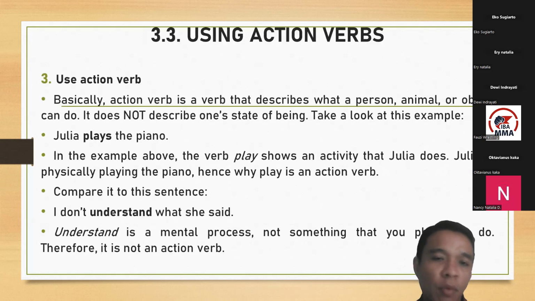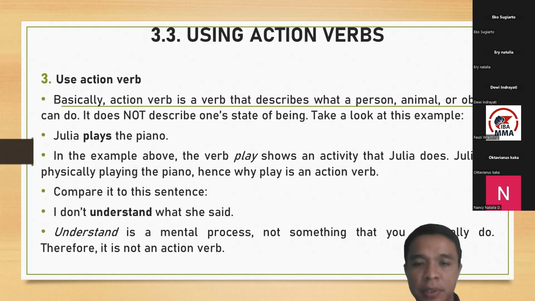Next, the third one, using action verbs. Basically, an action verb is a verb that describes what a person, animal, or object can do. It does not describe a state of being. Take a look at this example.